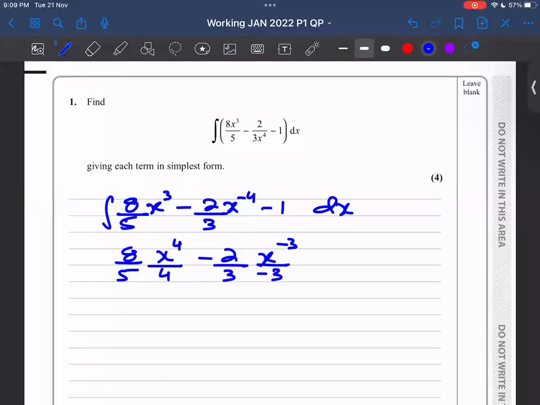And what is the integral of 1? It is going to be x. Integral of 1 is x. Then you are going to put plus c over here. Now we are going to simplify it. 4 1s are 4, 4 2s are 8.